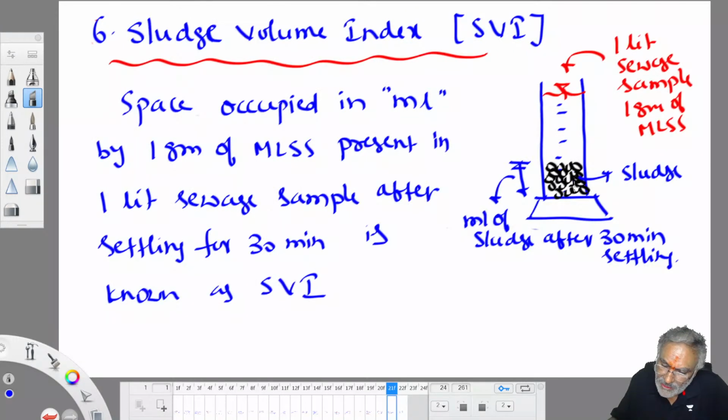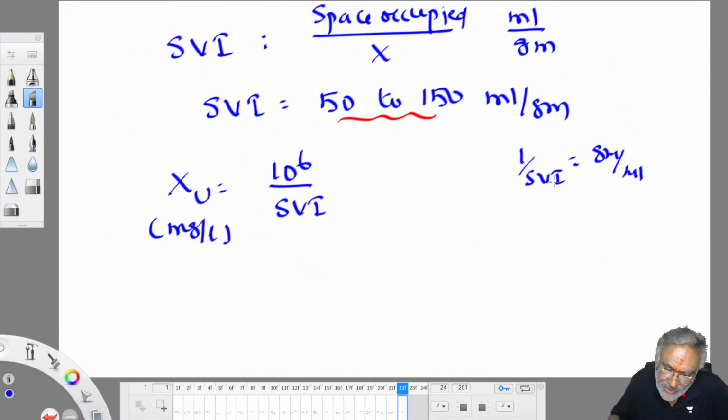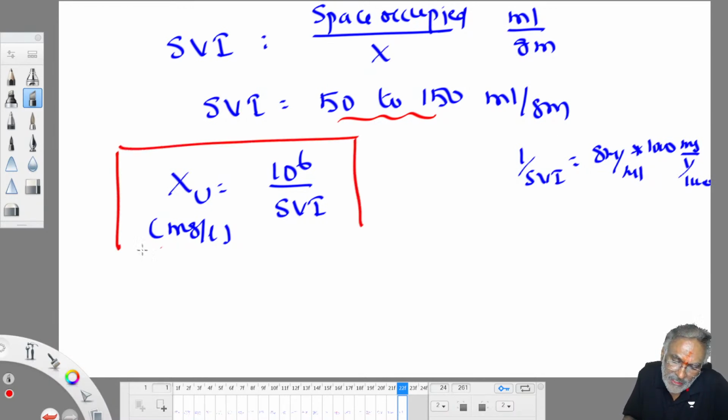But XU is concentration of MLSS. MLSS in wastewater, when settled down, becomes sludge. Once it settles down as sludge, it is no more called MLSS in effluent; it is called MLSS in sludge. MLSS in sludge is nothing but XU. Therefore, you will get XU by using sludge volume index. Gram per ml, to convert grams into milligrams, 1000. To convert ml into liters, 1 by 1000. Therefore, it becomes 10 power 6 by sludge volume index. So using sludge volume index, you can calculate XU concentration in the sludge.